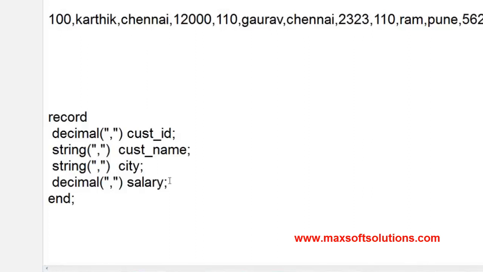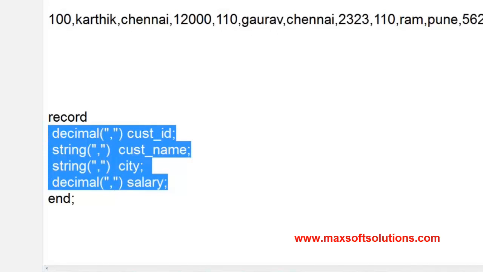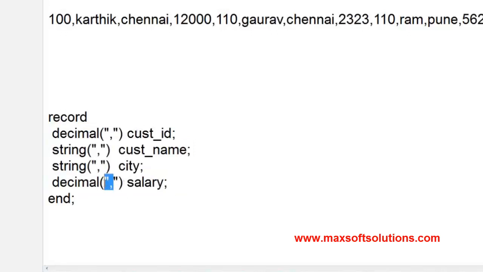There is nothing like only slash n identifies the record. Your last field identifies your one record, correct? So all these four fields constitute my one record, and that record is delimited by this comma at the end. This is the way we are informing Ab Initio to read the file. Do you get my point? Yes, I got it.